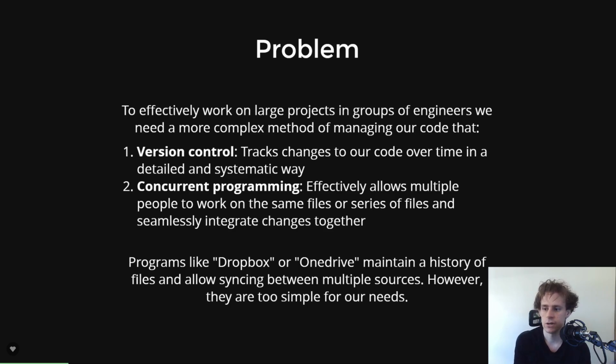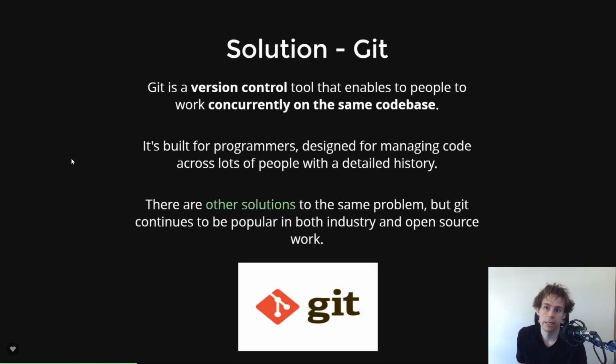So we're trying to solve these problems, but in a programming landscape, because things like Dropbox and Google Docs are really just ways of solving it for general things, not for programmers. The way we solve this problem is by using Git. Git is a version control tool that enables people to work concurrently on the same code base.